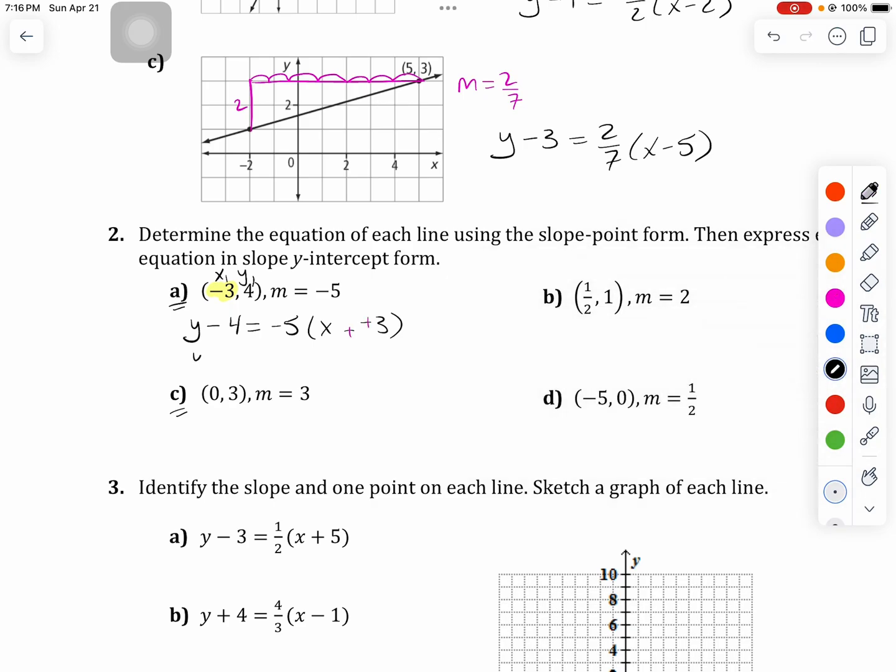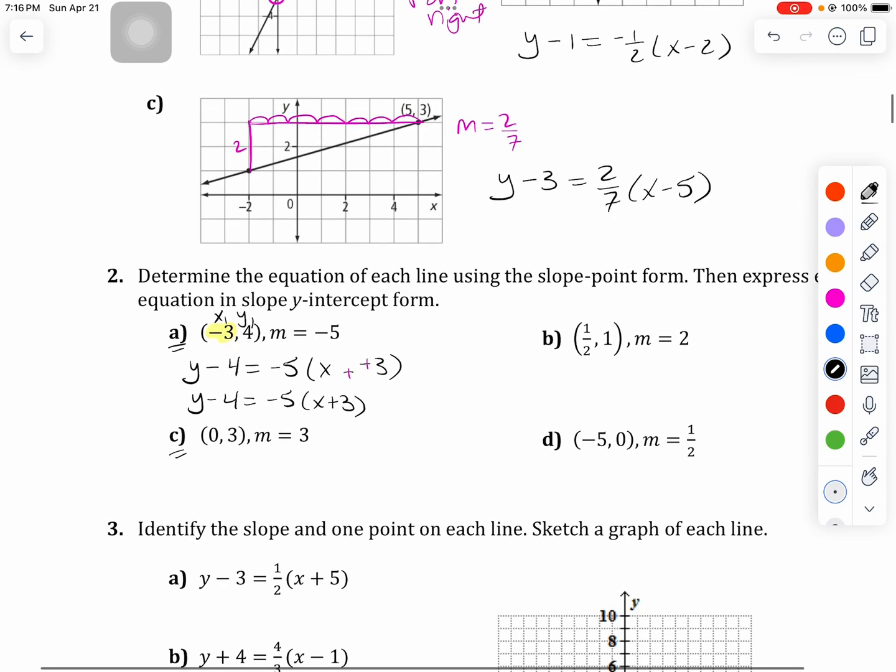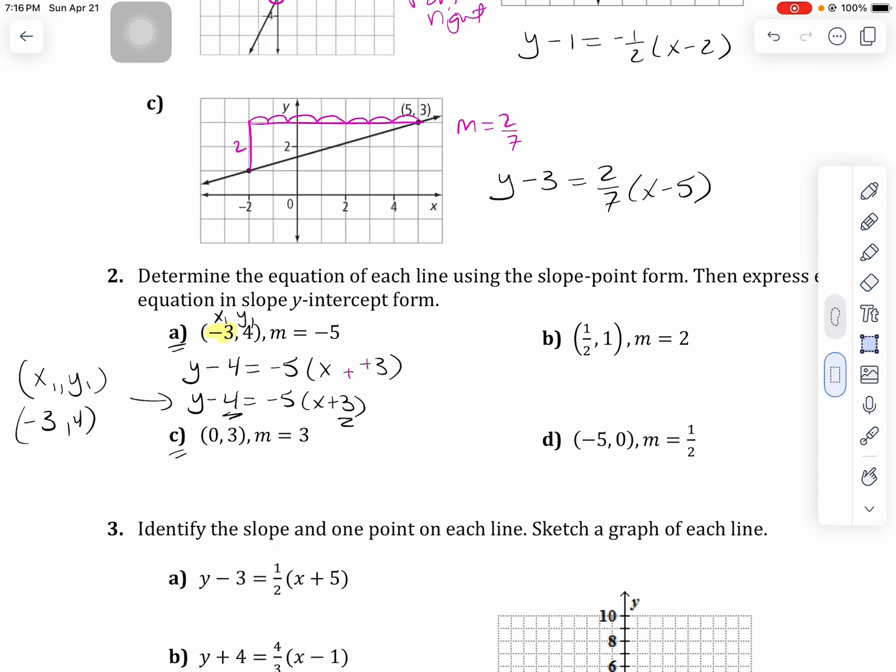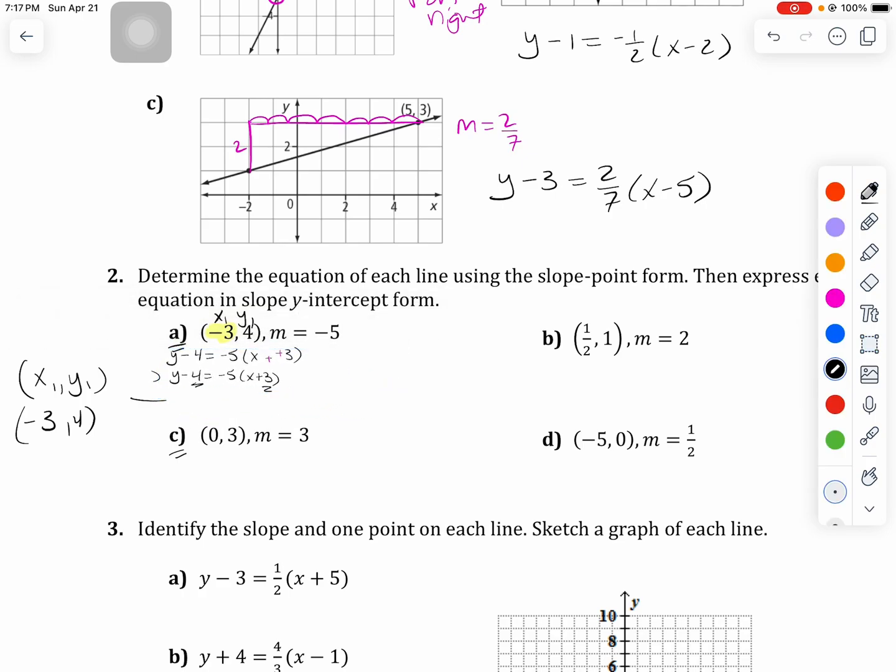And as we discussed in class, if we look at the slope point form, the actual coordinates of the point on the line come from the 3, 4, but they're the opposite. The coordinates would be negative 3, positive 4. Now this particular question asks us to determine the equation in slope point form and then express it in slope y-intercept form. We don't have a ton of room here, but let's shrink that down.